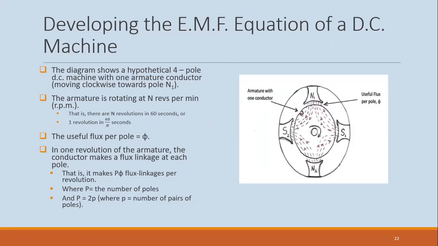All right, so let us look now at the development of the EMF equation in the DC machine. So I have drawn here a hypothetical machine which has only one conductor. You probably can see it right here. So there's one slot and one conductor. It's not a real machine, but basically I've drawn it this way to explain how the EMF is created in the machine.